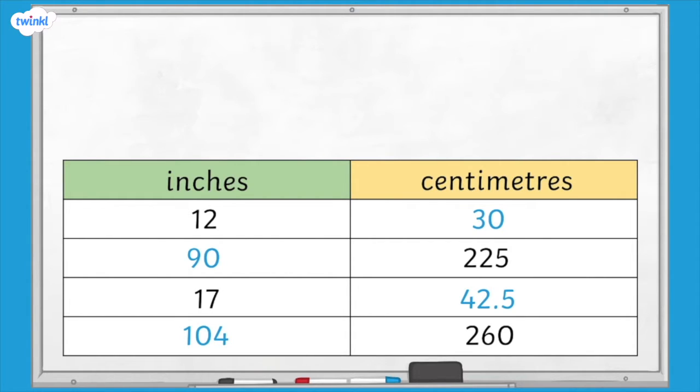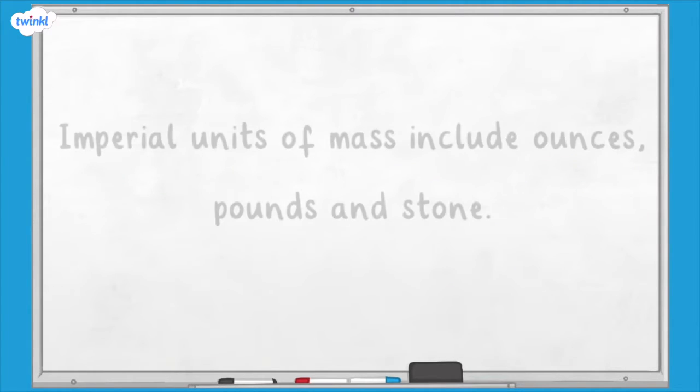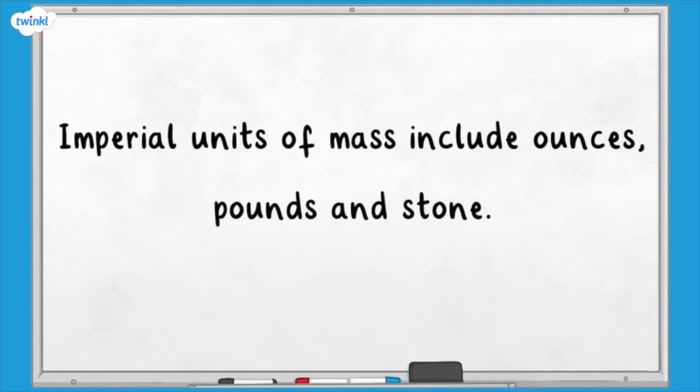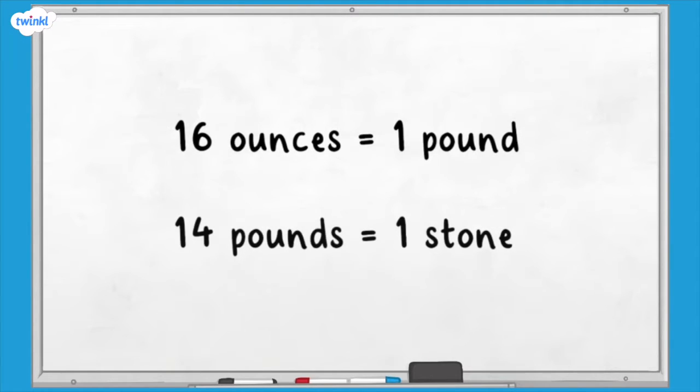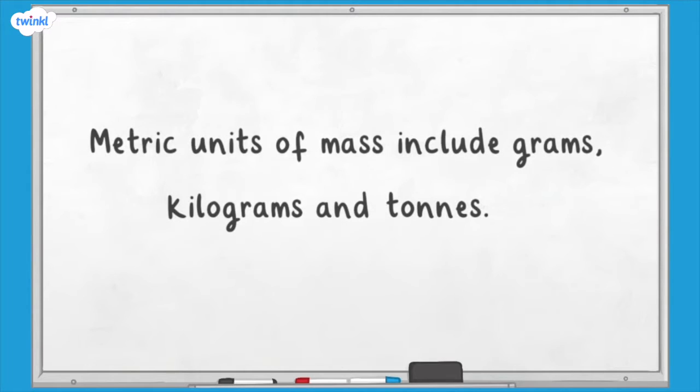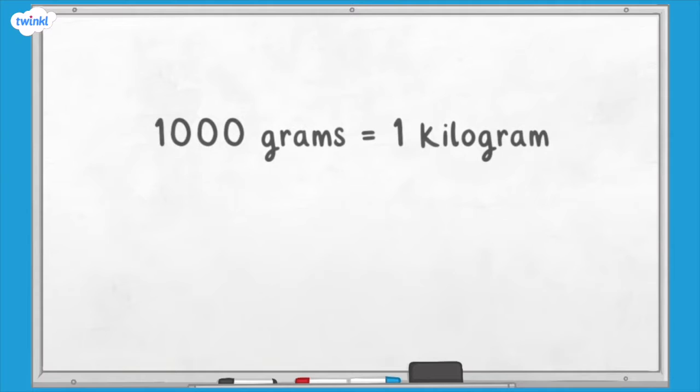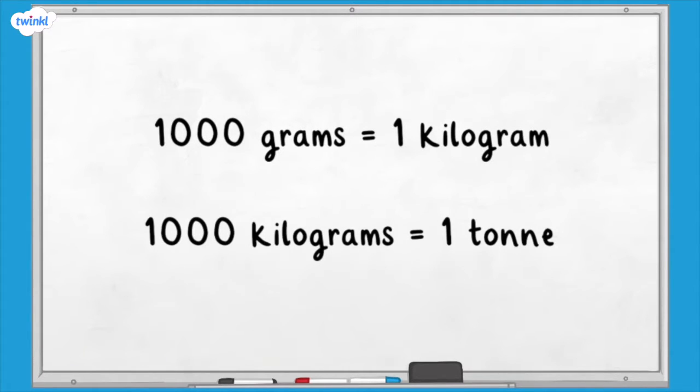Now let's look at how we could convert some commonly used imperial and metric units of mass. Commonly used imperial units of mass includes ounces, pounds and stone. There are 16 ounces in 1 pound. There are 14 pounds in 1 stone. Commonly used metric units of mass include grams, kilograms and tonnes. There are 1,000 grams in 1 kilogram. There are 1,000 kilograms in 1 tonne.